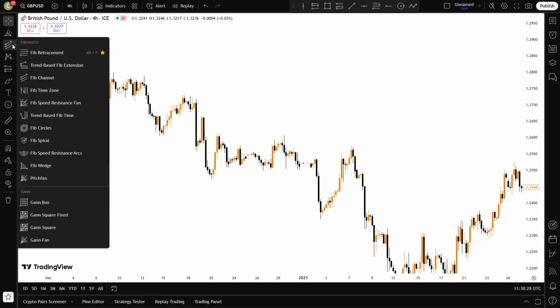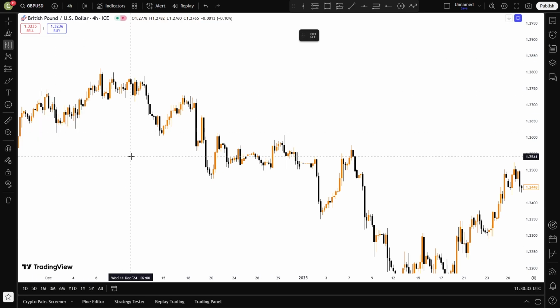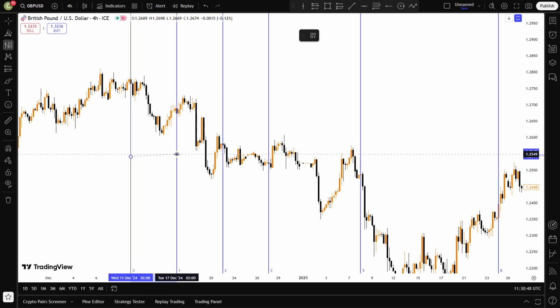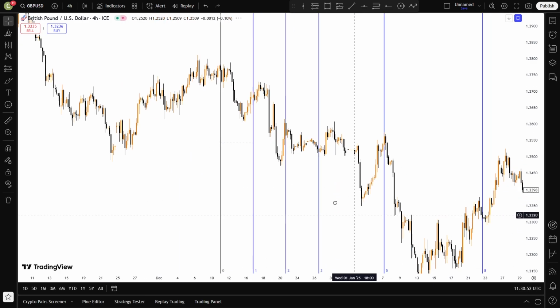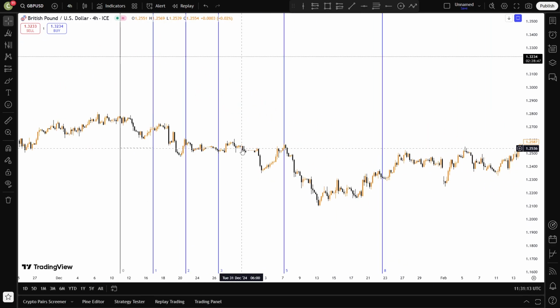Moving on to the next one, we have the fib time zone. Okay, so the fib time zone draws vertical lines based on Fibonacci sequence to forecast timing of future events, and traders usually use this as a way of opening or closing trades within a time period. As you can see, if I draw here, I can extend it all the way, and it will draw vertical lines based on Fibonacci sequence to forecast the timing of future events.